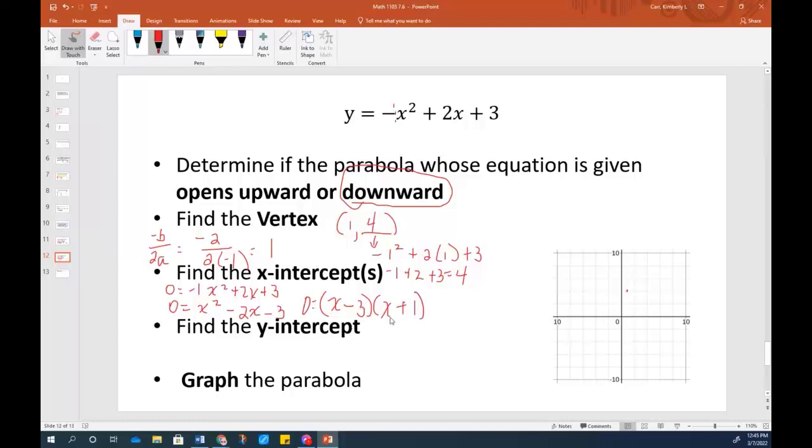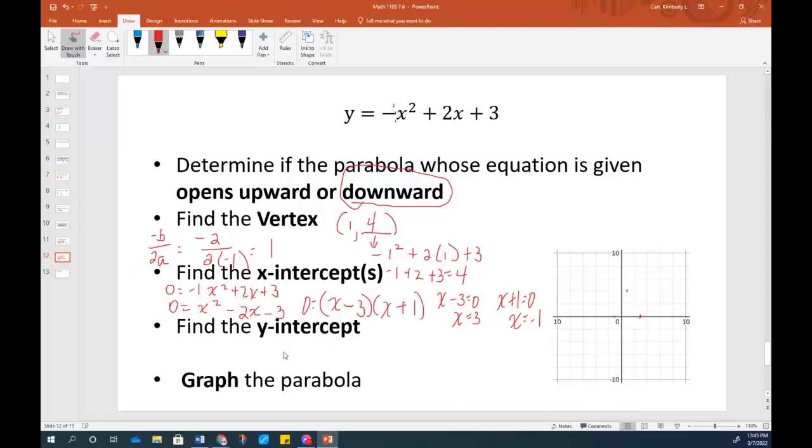Each of these parentheses, if they each equal 0 one at a time, that's how I get my intercept. So if x minus 3 is equal to 0, then x is equal to 3. So I now have an x-intercept of (3, 0). And if it's x plus 1 that equals 0, then x would need to equal -1 for that to be true. So x is -1. So I have those, but I also need the y-intercept.